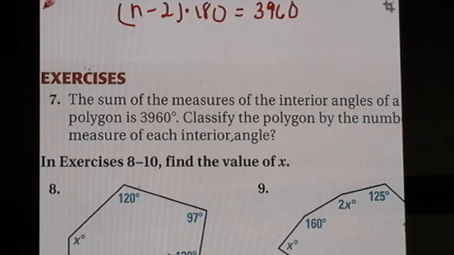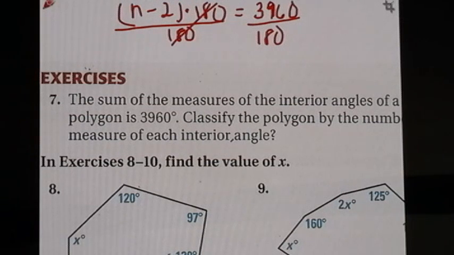Okay, so from here, we need to divide both sides by 180. I know you want to use the distributive property right there, but don't do it. This is much easier. When you divide by 180, you've got your calculator with you, 3,960 divided by 180 should give you 22. n minus 2 is 22, which makes n 24.